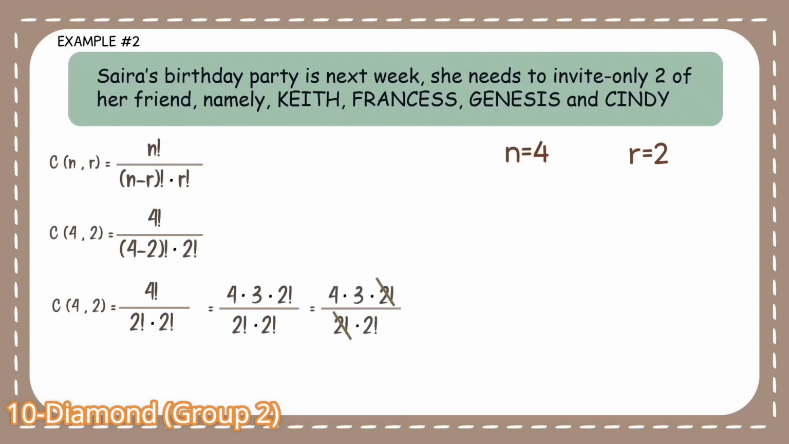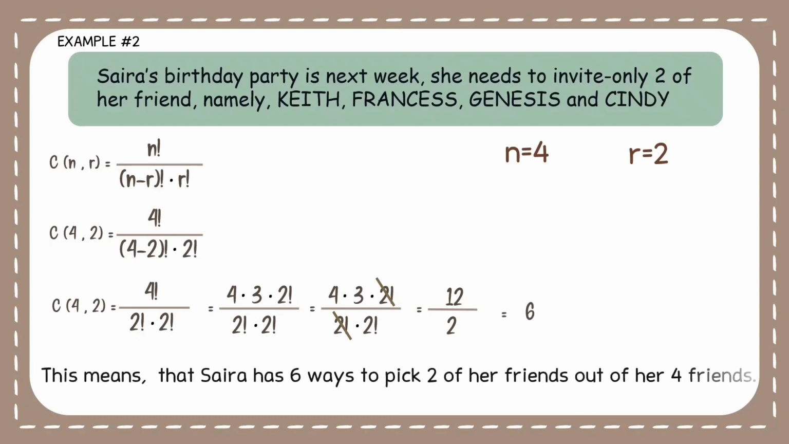By getting the product of the factors of the numerator and denominator, we have 4 times 3 is equal to 12. Also, we know that 2 factorial is also equal to 2. And lastly, for our final step, 12 divided by 2 is equal to 6. This means that Syra has 6 ways to pick 2 of her friends out of her 4 friends.